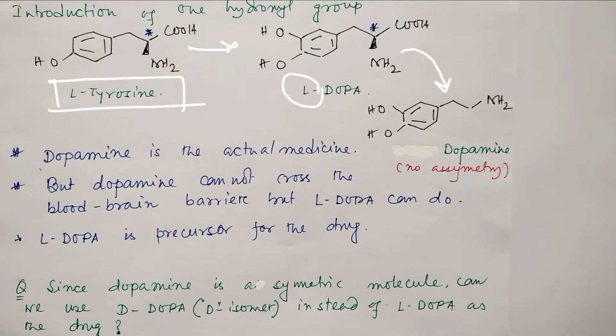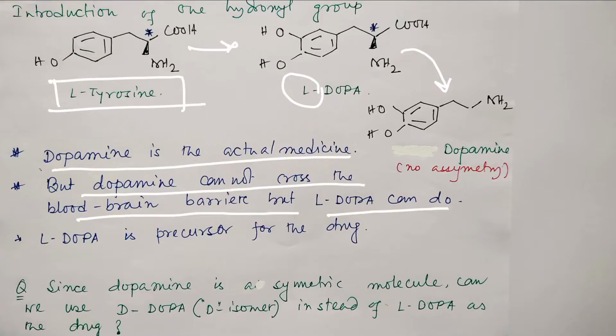So let's go slowly. First we should know that dopamine is the actual medicine, as I told, for Parkinson's disease, but dopamine cannot cross the blood-brain barrier, but l-DOPA can. This is the point you people should focus on.